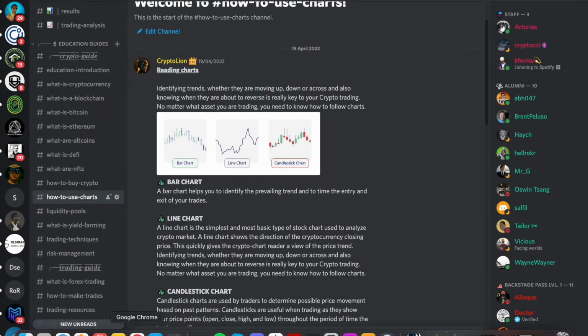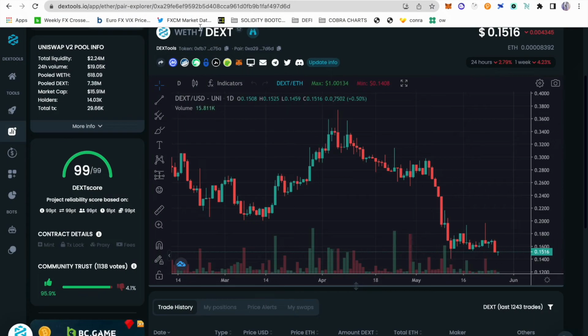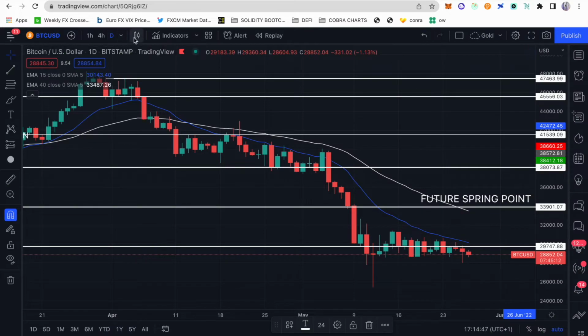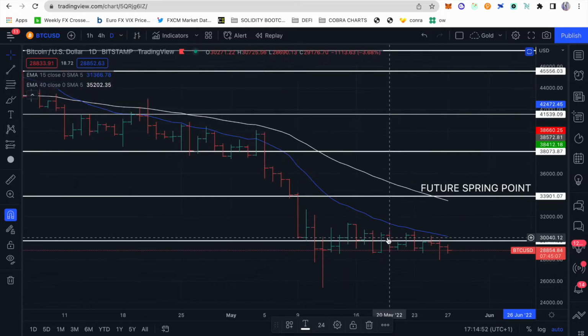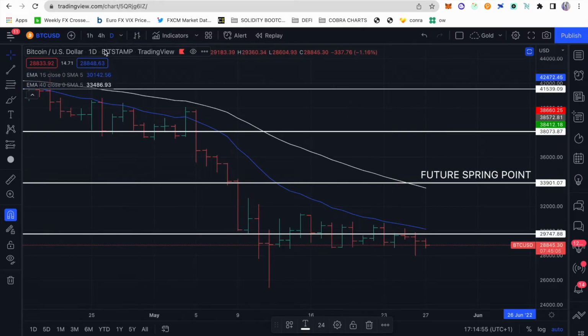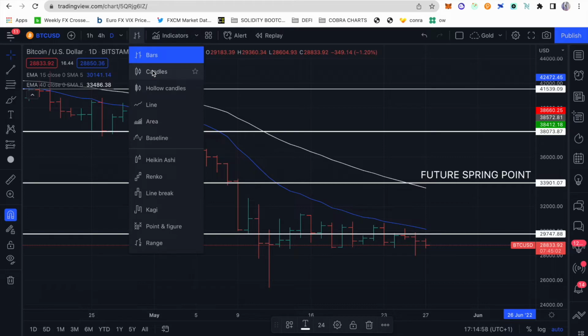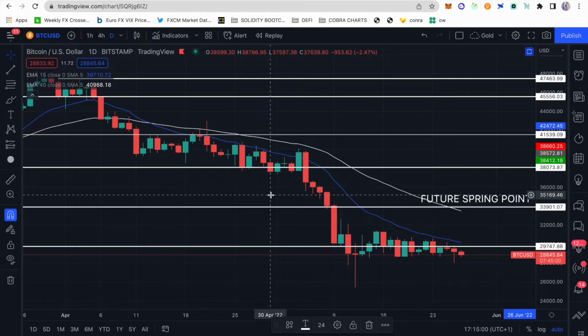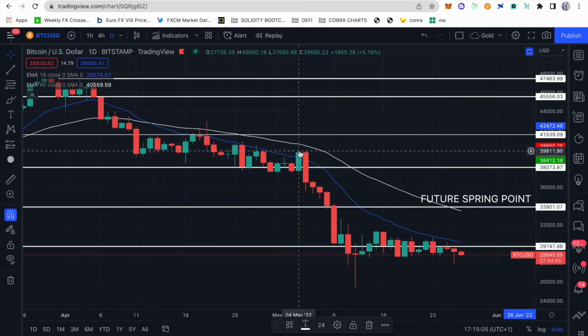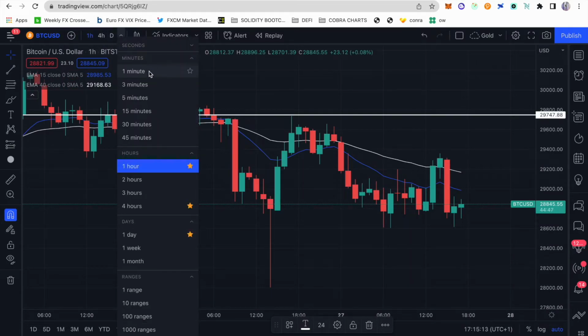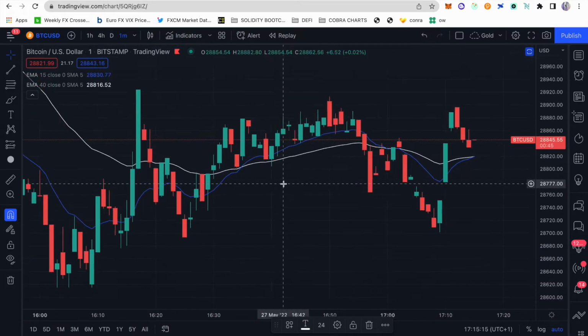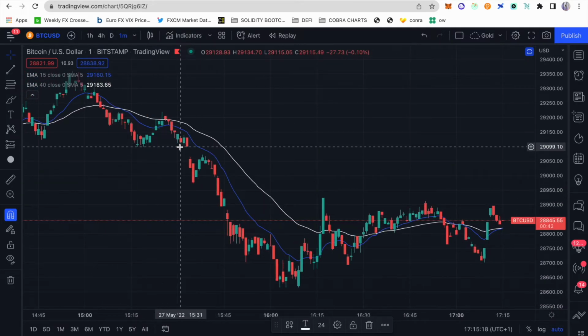If we go into TradingView here real quick, we can show you bar charts. So these are bar charts. Then if we go into candlesticks, this is what candlesticks look like. They give you a measurement of the previous high and low of that time. So these are a daily chart. And then we can zoom into 1 hour, 4 hours, and then we can take it all the way down to the minute and find gaps.